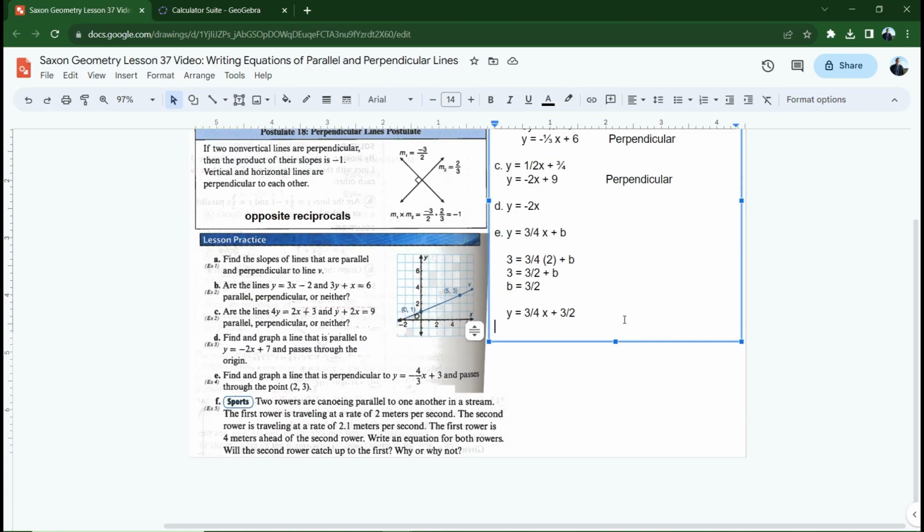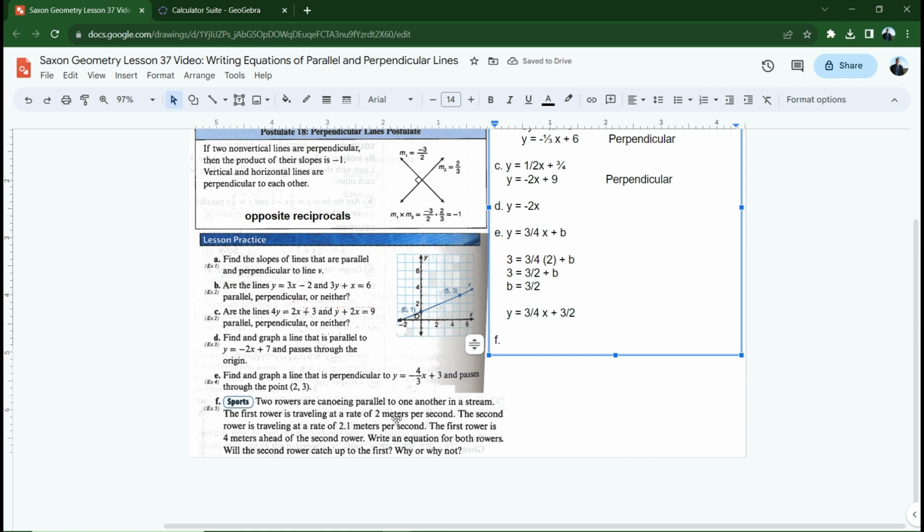Last question. 2 rowers are canoeing parallel to one another in a stream. The first rower is traveling at a rate of 2 meters per second. The second rower is traveling at a rate of 2.1 meters per second. The first rower is 4 meters ahead of the second rower. Write an equation for both rowers. Will the second rower catch up to the first? Why or why not? Okay, so let's take a look at our equation.